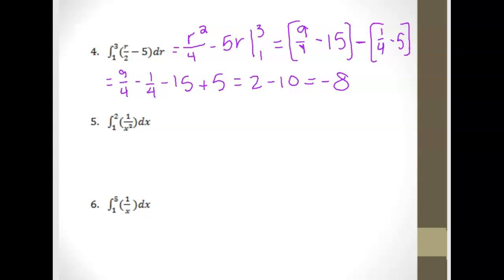Number 5, think of that as 1 over x squared becoming x to the negative 2. So this is the integral from 1 to 2 of x to the negative 2 dx. So the power rule still applies. You add 1 to the power and divide by your new power. So that becomes x to the negative 1, because if you add 1 to negative 2, it's negative 1. And then it's over negative 1.